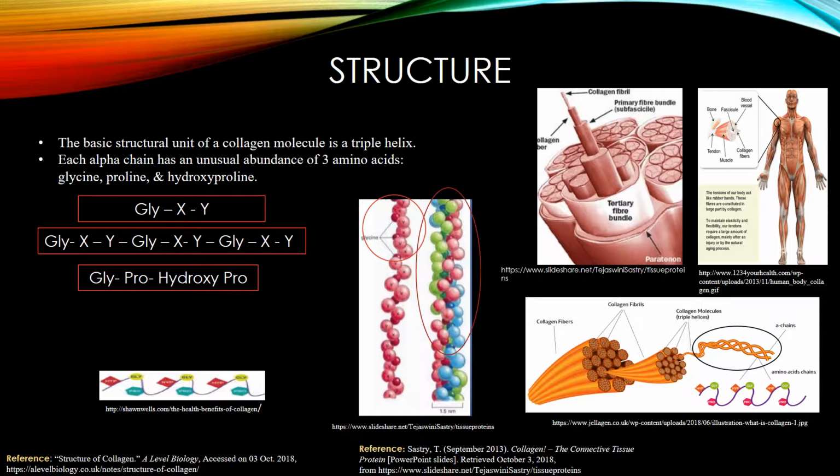And how they form this is these three threads are just wrapping around each other, and during this wrapping they interact with each other. One strand, one monomer with another monomer, they're interacting via hydrogen bonding. Every third amino acid is a glycine, and many of the remaining amino acids are proline or hydroxyproline.